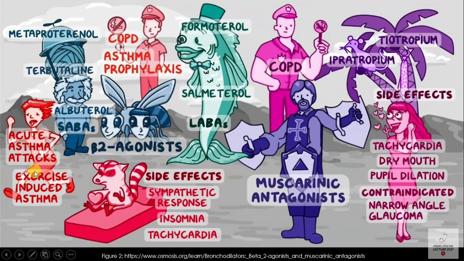Next to him is a wheezing jogger. To help you remember, SABAs are used for symptomatic relief during acute asthma attacks, as well as exercise-induced asthma. So next are the LABAs, and there is a very long salmon for salmeterol, wearing formal wear for formoterol. For indication, let's have a cough for COPD and a no smoking sign for asthma prophylaxis.